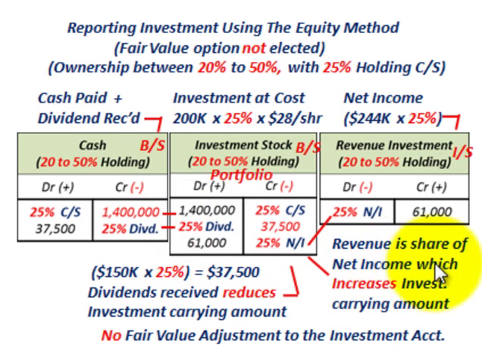So this net income is increasing your investment carrying amount. For any net income that you're allocated, you're going to increase your investment stock account, and any dividends received, you're going to be reducing your investment stock account. So that's a straight equity method. And again, there's no fair value adjustment to this investment account. All it does is increase for any net income allocated, and decrease for any cash dividends received.